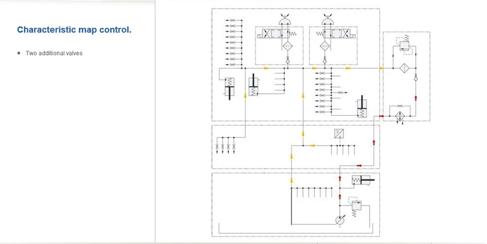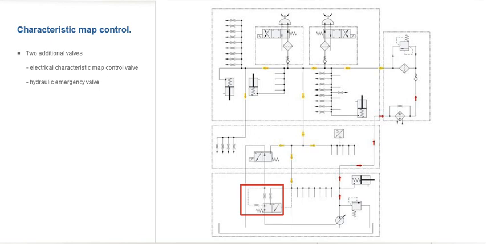However, the N20 engine features a characteristic map-controlled oil pump, which is why the system contains two additional valves: the electrical characteristic map control valve and the hydraulic emergency valve. The pressure must also be recorded. This is done by the new combined oil pressure and temperature sensor.